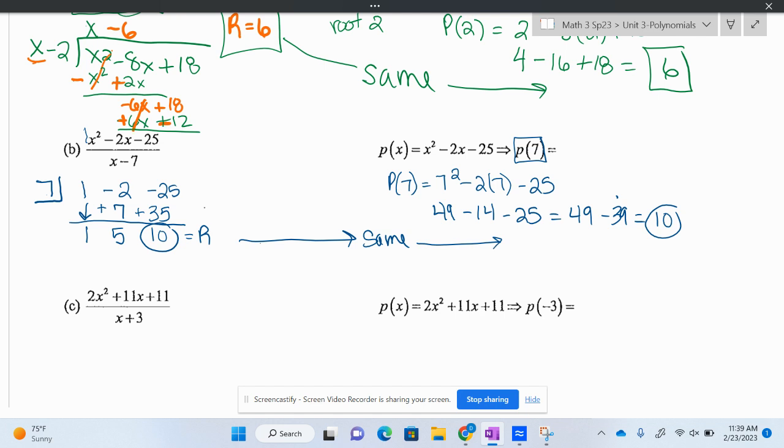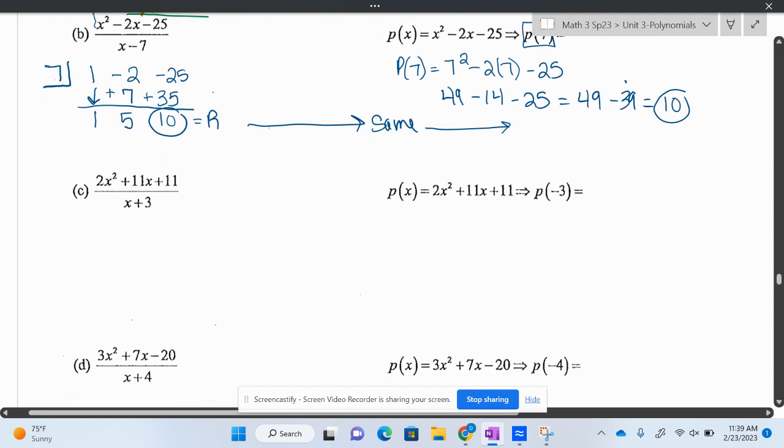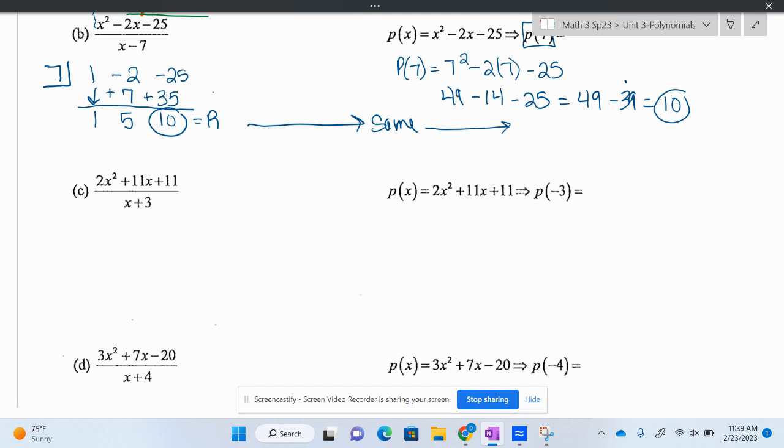These are the same. So we also use the remainder theorem to determine if the polynomial that we're dividing by is a factor. So let's look at example C. I'm going to use synthetic division again instead of long division. So what am I going to divide by? I'm going to divide by negative 3. Good job, you guys. Dividing by negative 3.